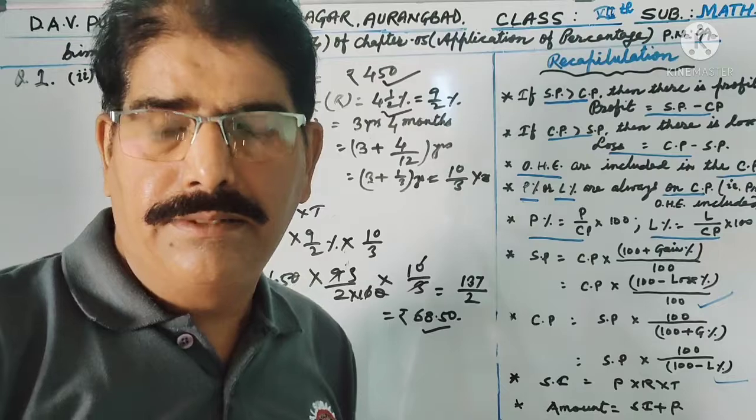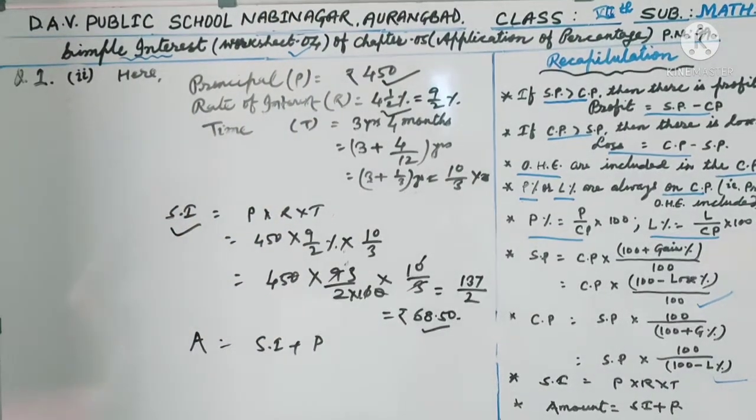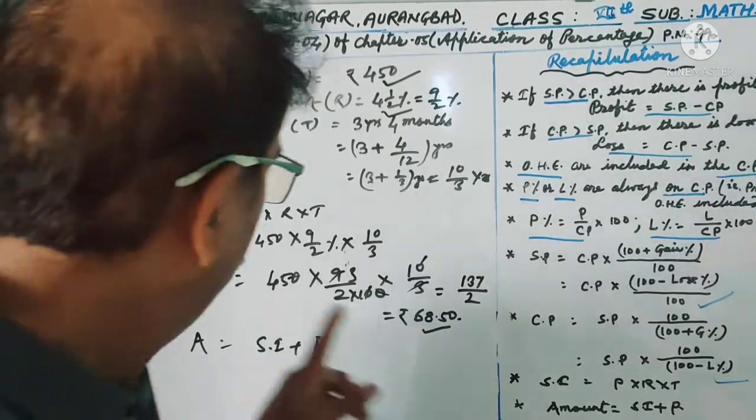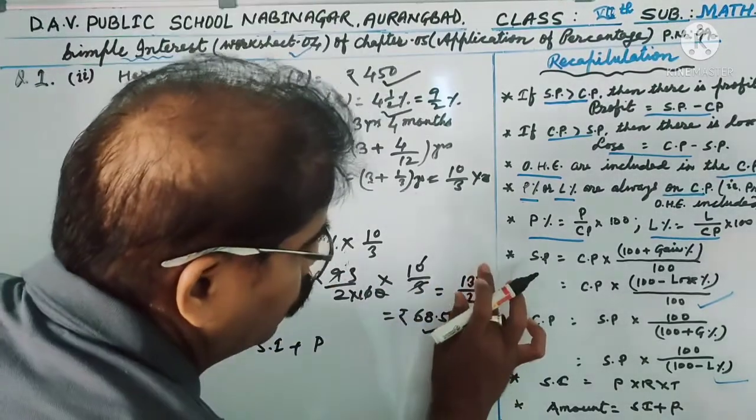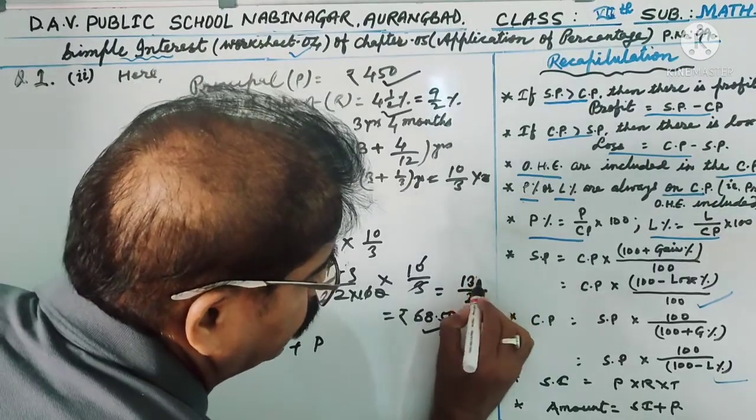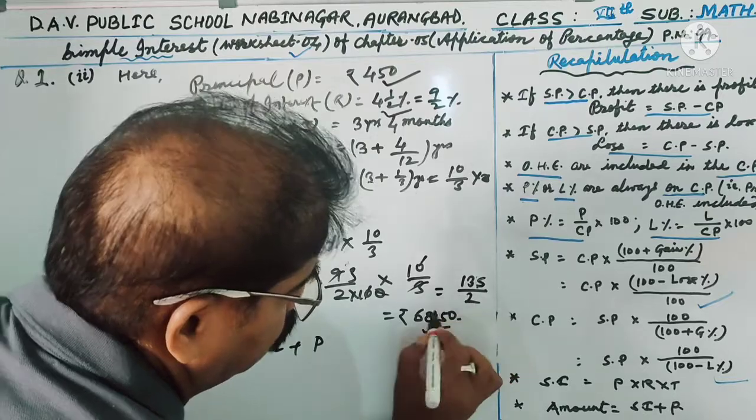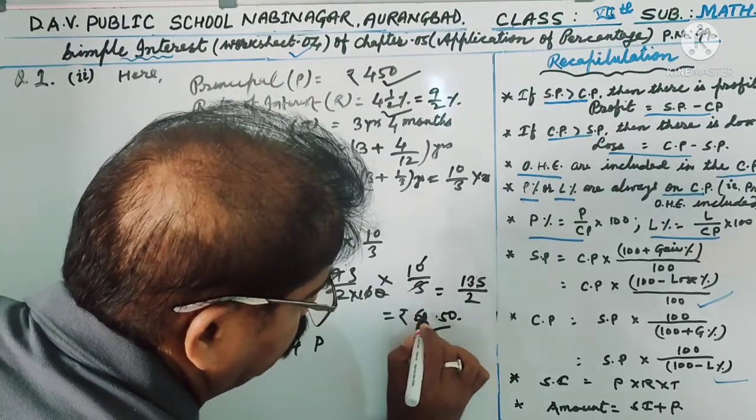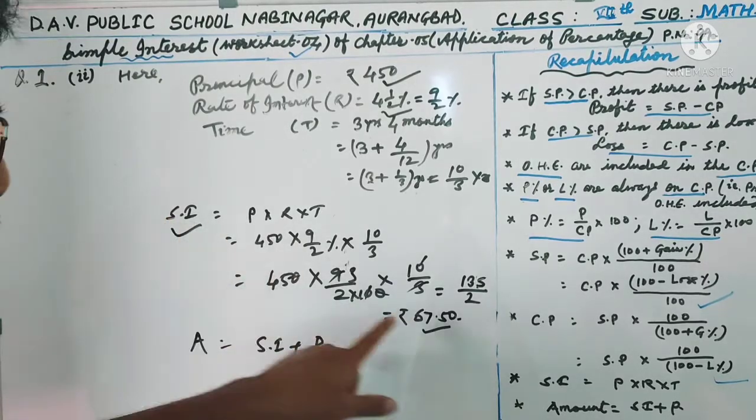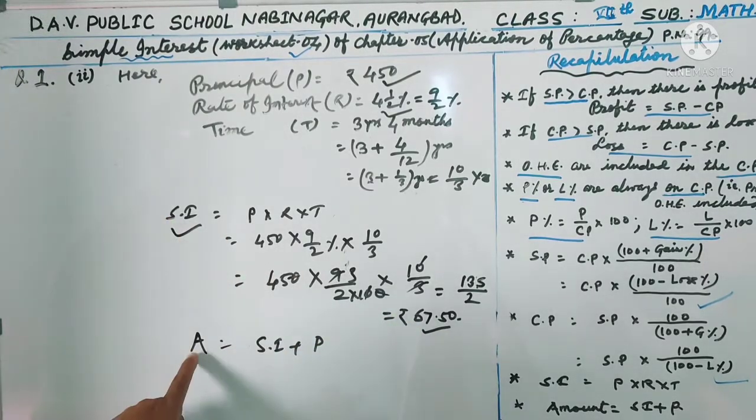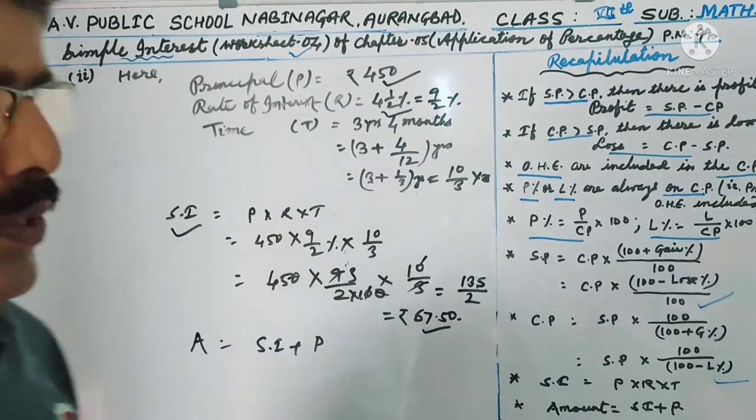And next question is, solution: 45 threes are 135, not 137. So you divide, 2 sixes are 12 and 2 sevens are 14, not 68.50. So SI is 67.50, and amount equals 67.50 plus 450.